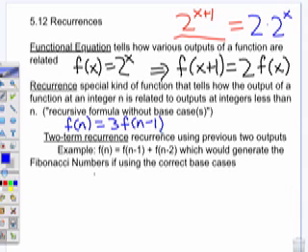Well, you finished writing it. If you're done writing, open your books up to 512. Some ways to explore recurrences.